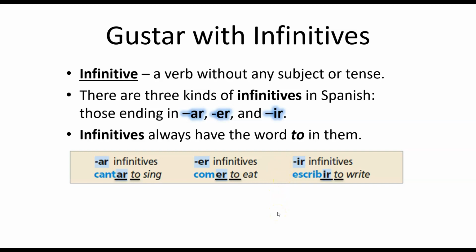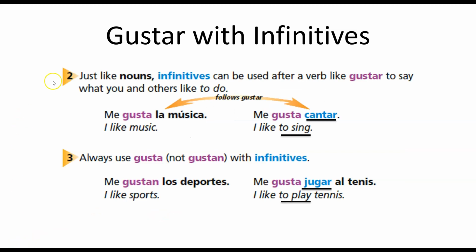And again, if you need to pause the video and write it and go through with it, and then we can go through it together, please do so. All right, please pause the video, write this down, and then we'll go through it together.